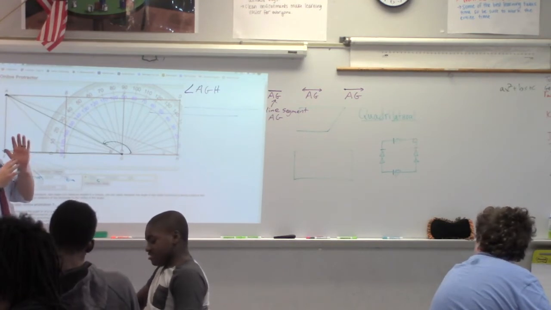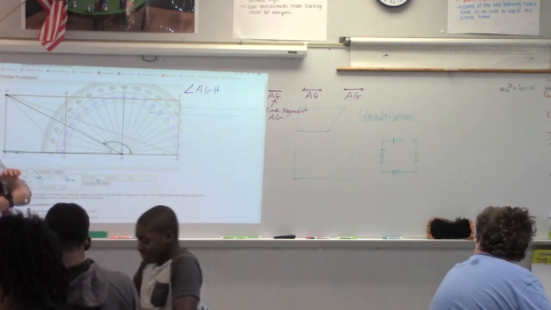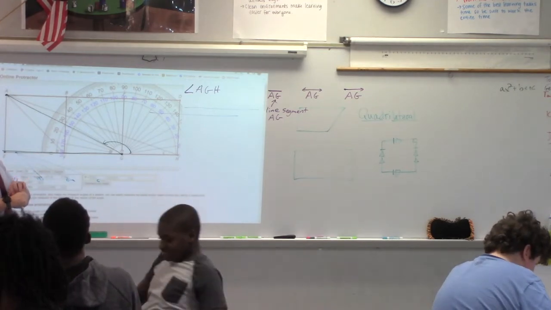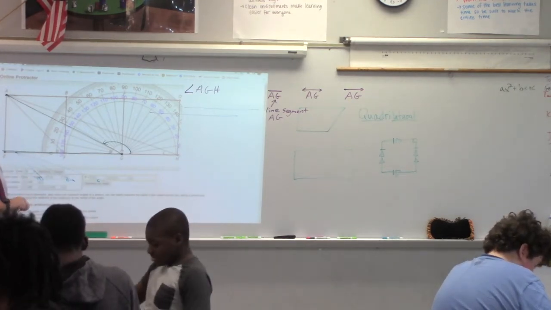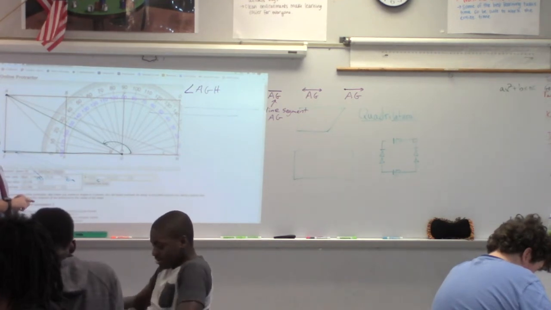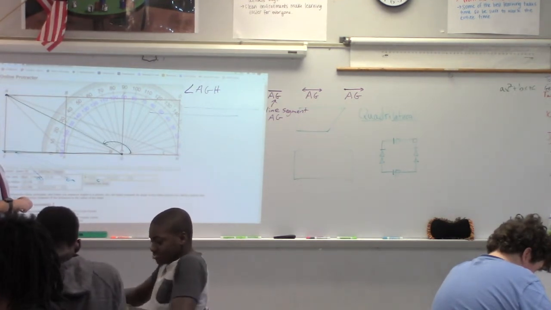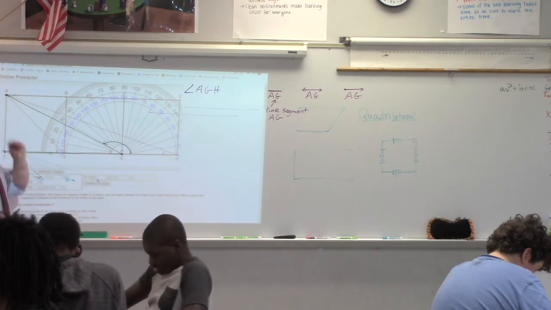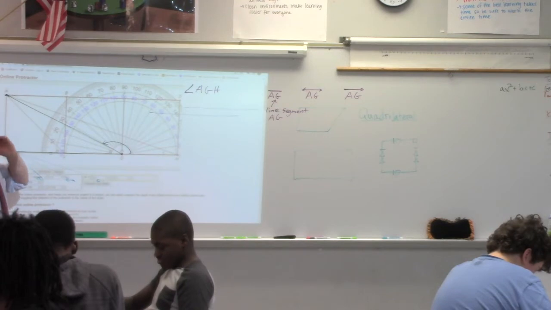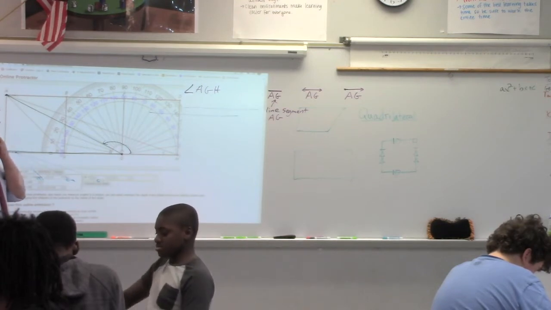Obtuse is between 90 and 180. Would Ross do obtuse is like 360? See, that doesn't fall under the category of obtuse. What would that be? It's just an angle beyond 180. The reason why acute and obtuse matter are for triangles, and triangles cannot have more than 180 degrees.